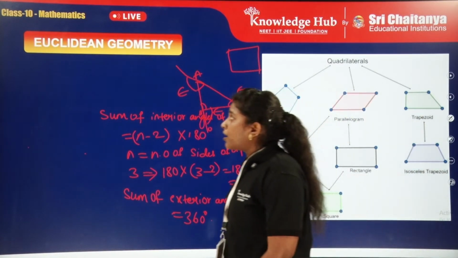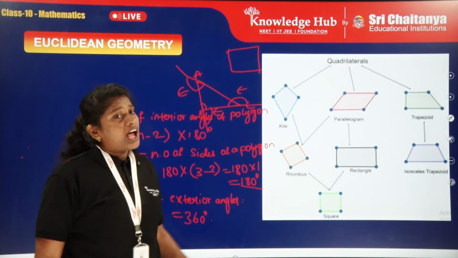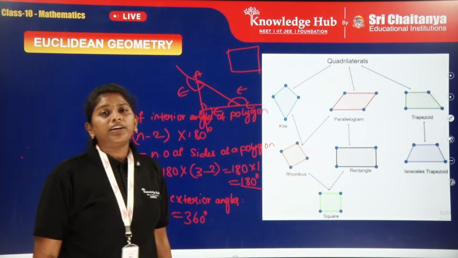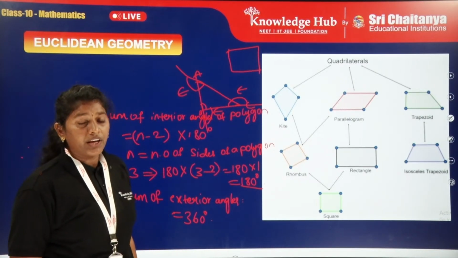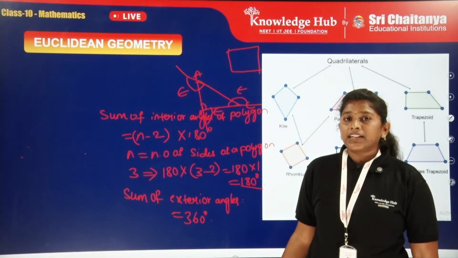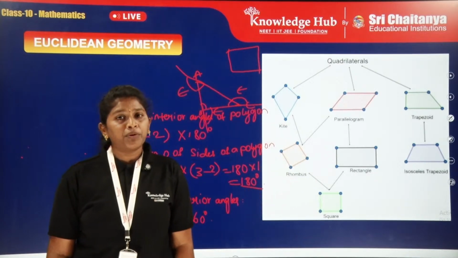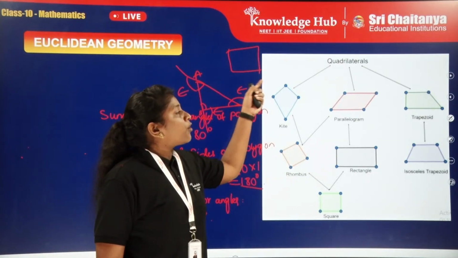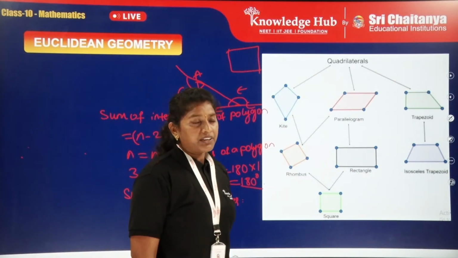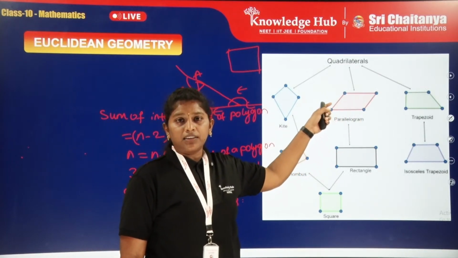Now coming to the quadrilaterals. If we have a polygon that is formed by four sides, then we call it a quadrilateral. Quad means 4. Since it is a polygon, it will be a closed shape. A closed shape formed by four sides is called a quadrilateral. Quadrilaterals are further classified as trapezium or trapezoid, parallelogram, and kite.